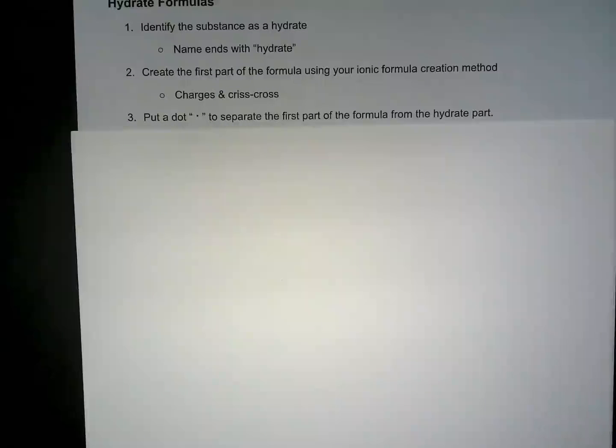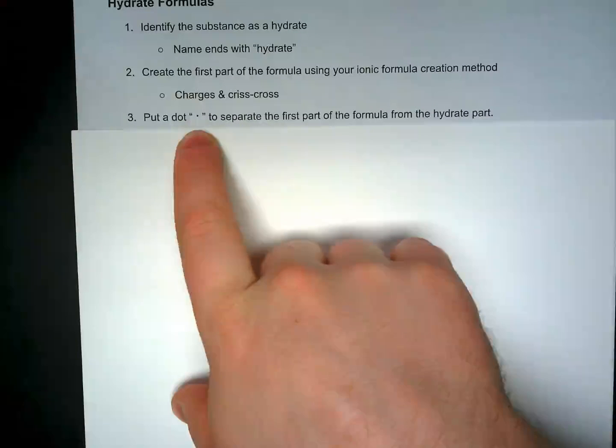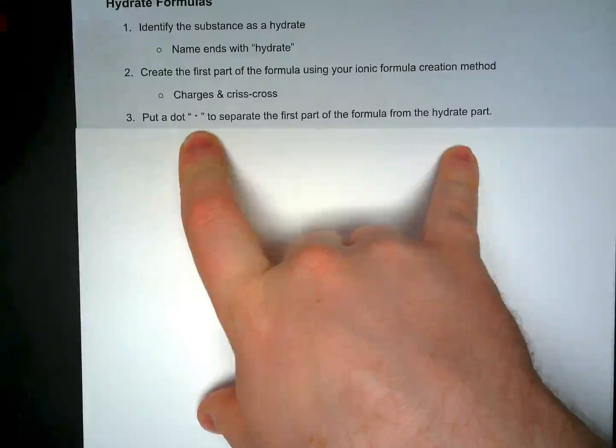Okay, so there are 2 parts here, and this will make sense when I show you the example. The first part is going to look just like any other ionically bonded compound. The second part is going to be separated with a dot, like a multiplication dot, and that's going to be the hydrate part.